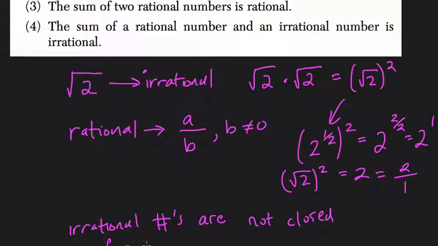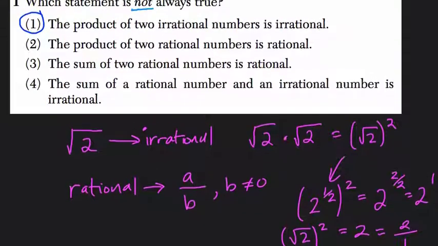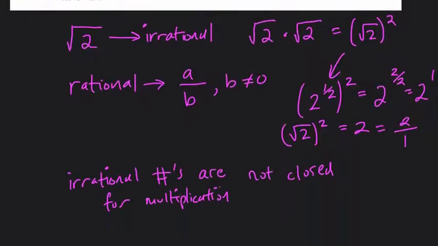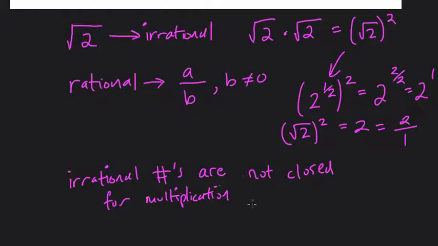Now again, when you say it's not closed for multiplication, that just means that you can use multiplication, right, as an operation with just irrational numbers and create a number that's not irrational. Let's keep going. Now it goes about the products of rational numbers and so forth, but let's just look at one other example, addition. Turns out irrational numbers are not closed for multiplication or addition.